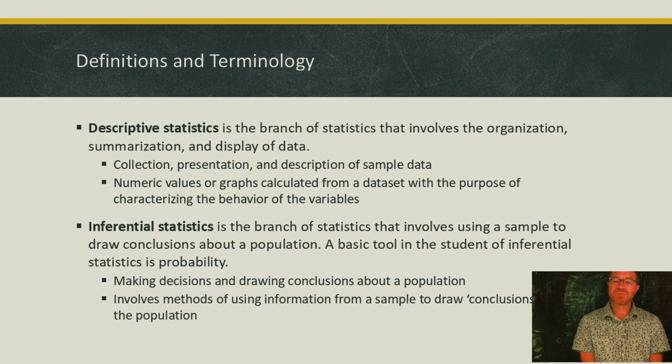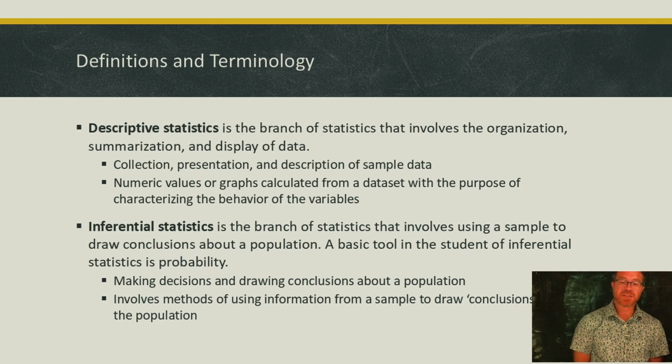Inferential statistics is the branch of statistics that involves using a sample to draw conclusions about a population. So a basic tool for a student of inferential statistics is probability. So what we're doing a lot of times is trying to say, okay, my sample, my 300 students, have an average GPA of, let's say, 3.4. Then I might want to infer that the population average, USF students in general, also has a GPA around 3.4. Right? So I could then try to infer something about the population at large. So making decisions and drawing conclusions about a population, right? So I might be able to use this data to then draw some conclusion about my population.